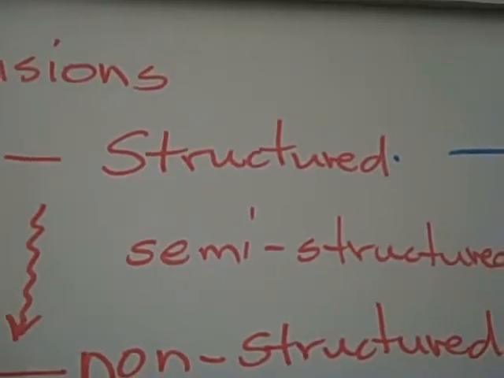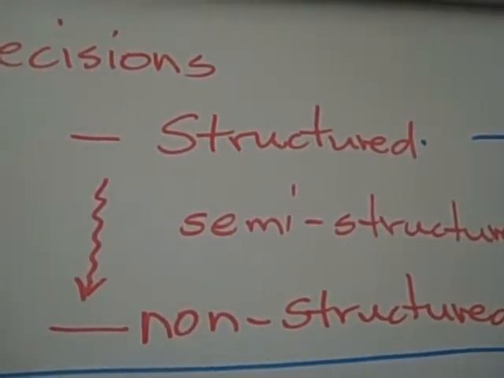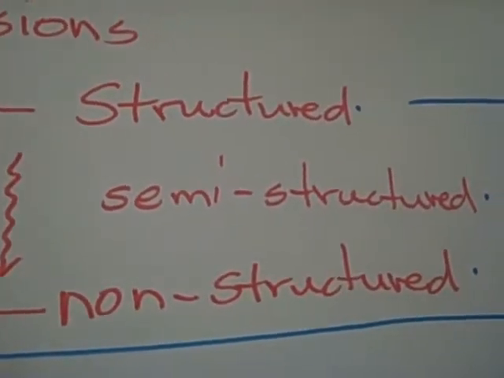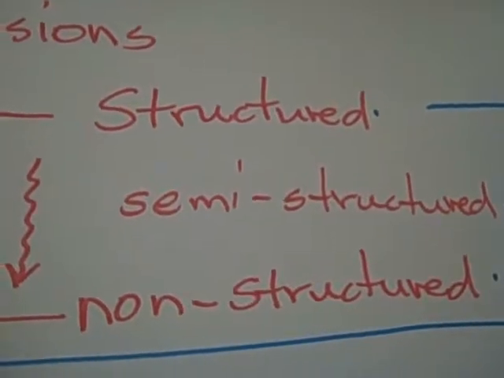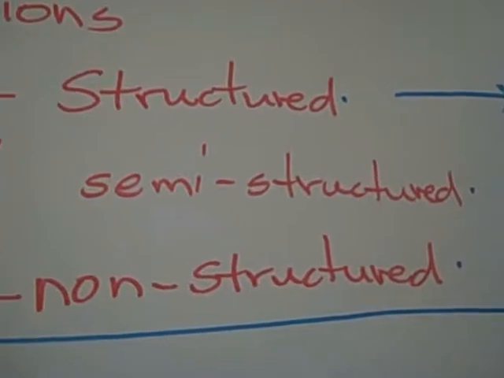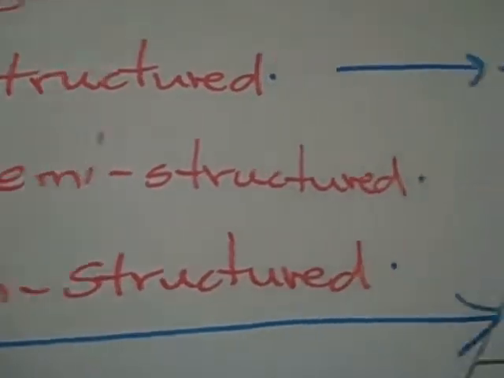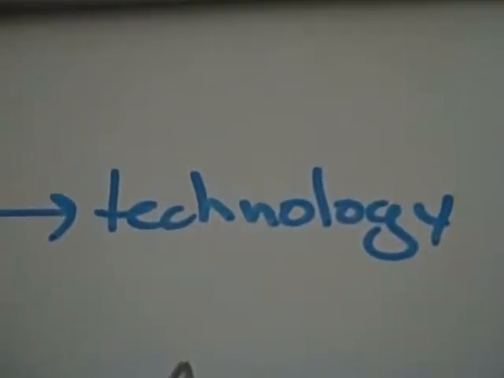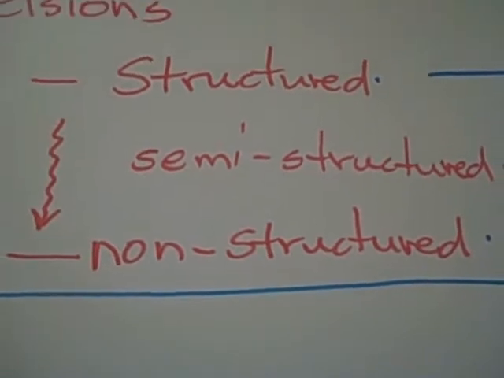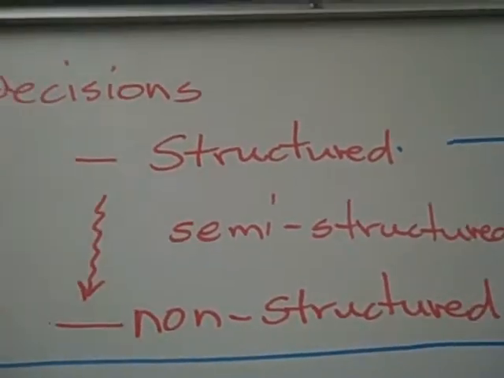A structured decision is a decision that's very straightforward, okay? Like payroll. If you work X number of hours and you get so much per hour, you can calculate that. There's no leeway in the answer. It's pretty straightforward. Structured decisions fit very well to technology. Semi-structured decisions and non-structured decisions can also fit somewhat into technology that we'll talk a little more about later on.